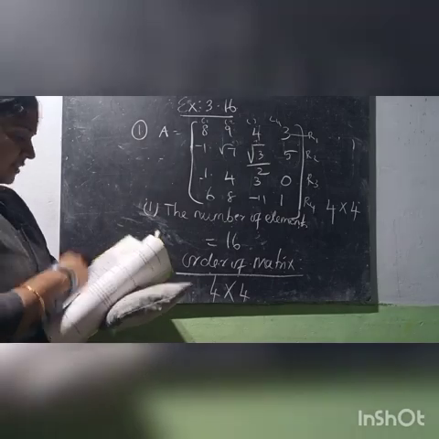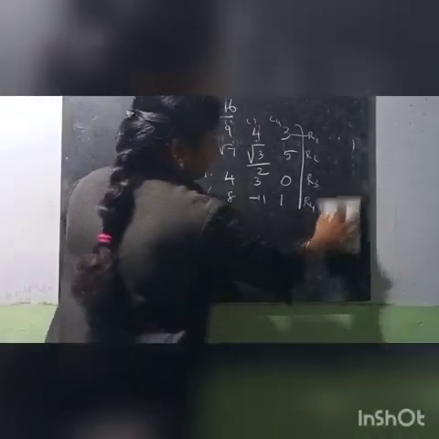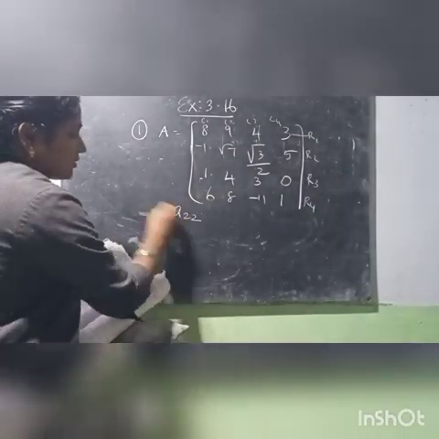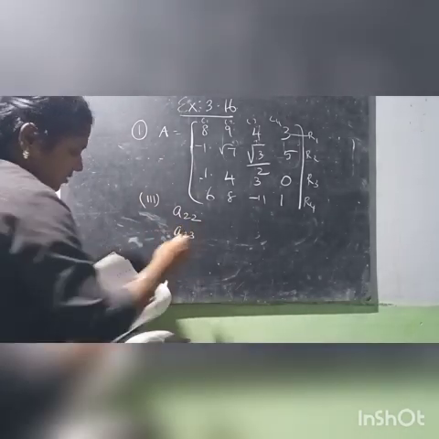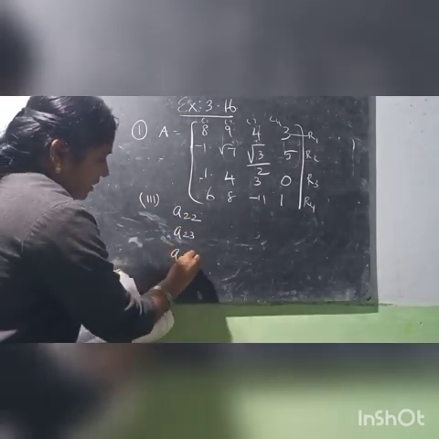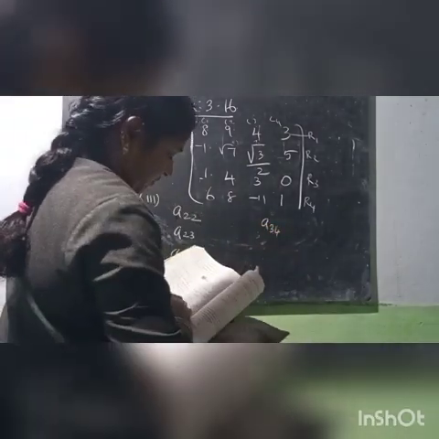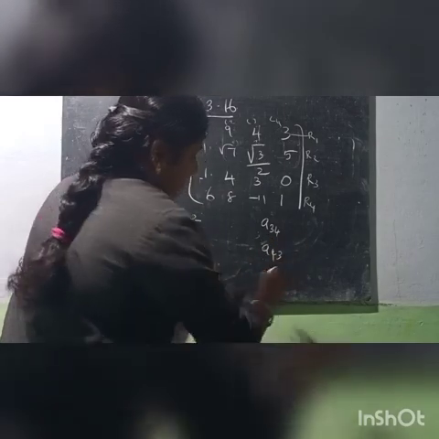Then third question: write the elements of A22, A23, A24, A34, A43, A44.